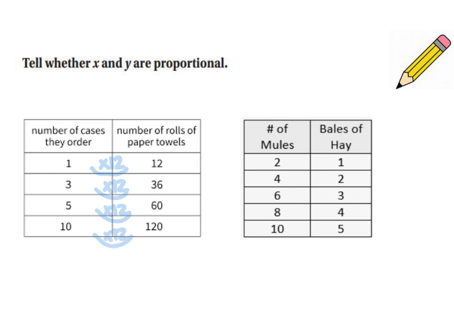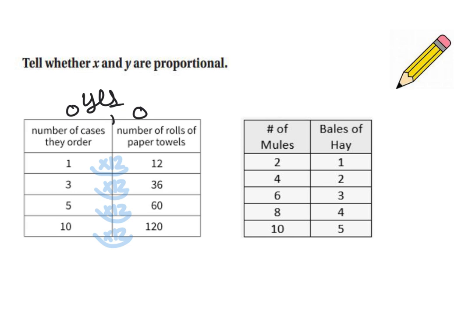Immediately, we see that there is an invariant relationship, and we say, yes, these are proportional. If you worked backwards, you would get the point 0, 0, because if you ordered 0 cases, you would have 0 paper towels.